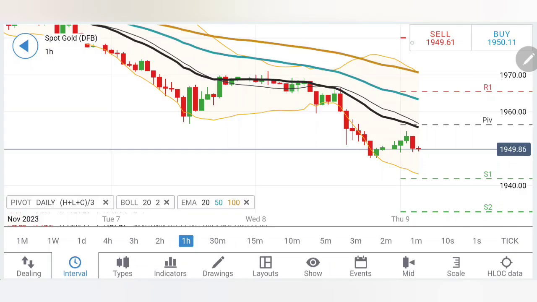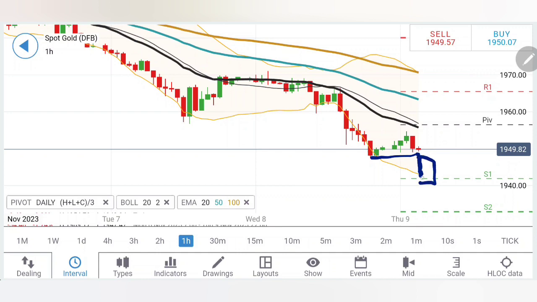Let's start. First, we look into the hourly charts. 1970 was the clear barrier. Since then, gold has been trading in this bearish channel. It is creating lower highs, lower lows. If you look at the bottom here at 1948.5, since then it has retraced and is now again trying to trade with a bearish bias. Once it breaks below 1948, you can again stay short.